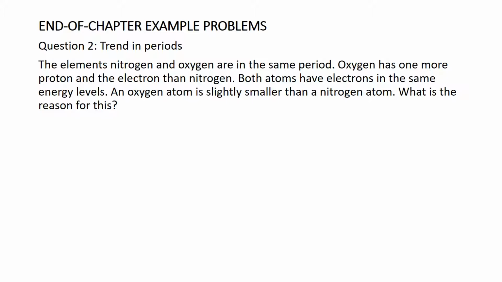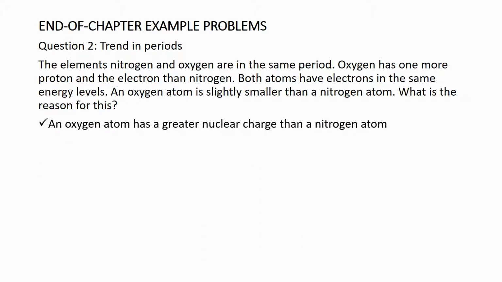Question 2 is based on trends and periods. The elements nitrogen and oxygen are in the same period. Yes, they are, which is period 2. Oxygen has 1 more proton and electron than nitrogen. Both atoms have electrons in the same energy level. An oxygen atom is slightly smaller than a nitrogen atom. What is the reason for this?